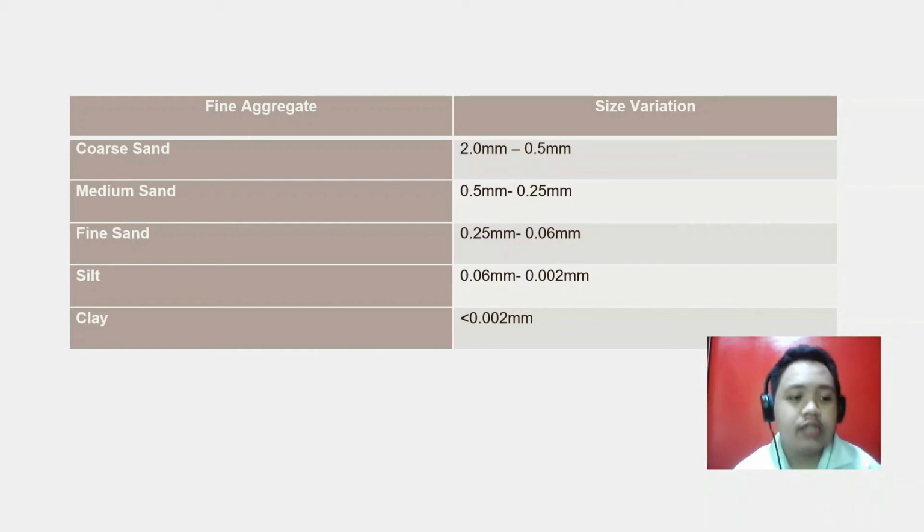The final classification of fine aggregates is the clay, which has a size lower than 0.002mm. It is the smallest: when the fine aggregate is very small, it can be classified as clay. Those five are the common classifications of the fine aggregates when it comes to sizes.